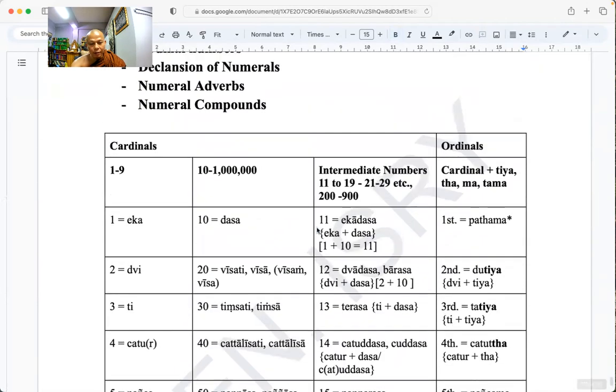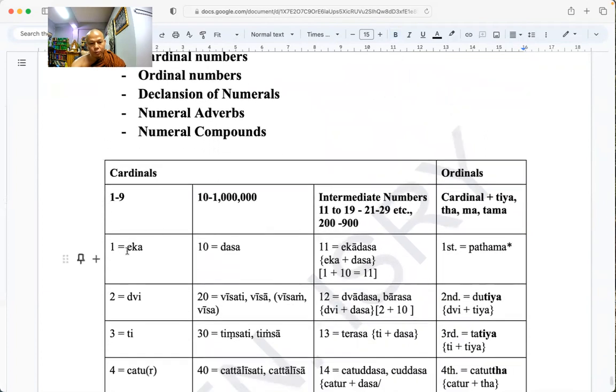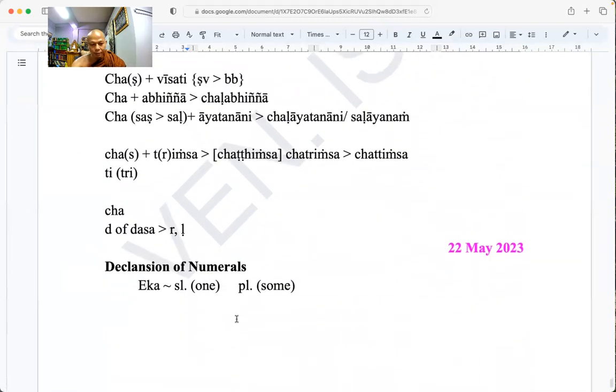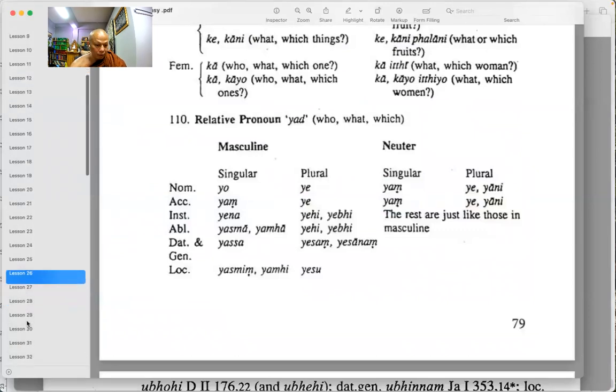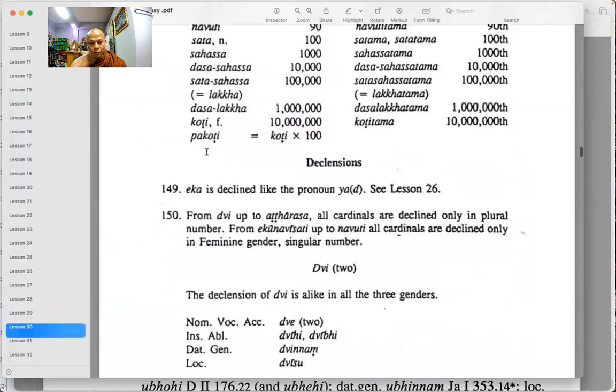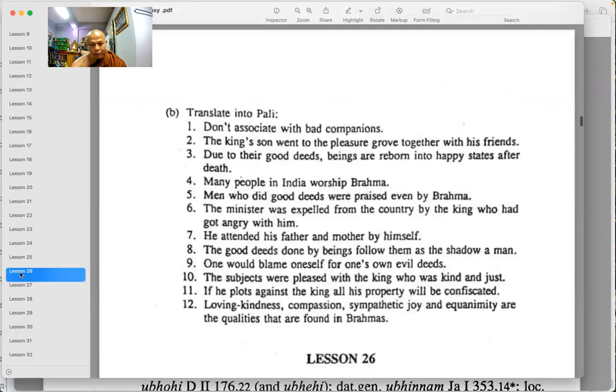Under these numbers, eka is actually one. Now, that eka, we will learn how to decline. In Pali it is easy. About the declension, eka is declined like the pronoun ya. See lesson 26. Let's go back to lesson 26.